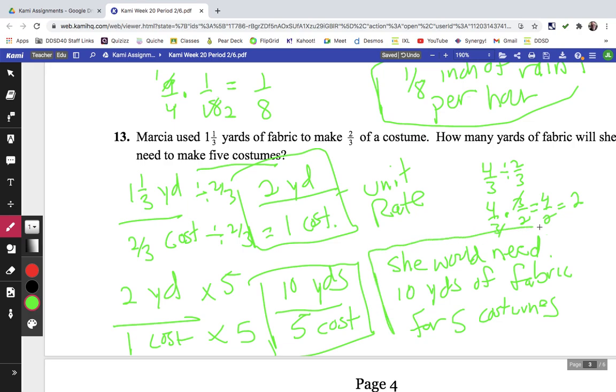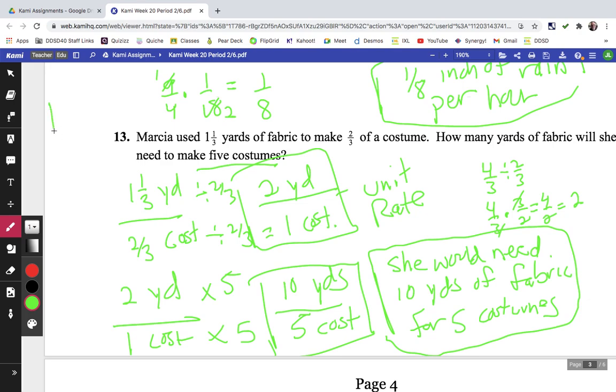Now it's always good to go back to the original, read it and make sure it makes sense. So Marcia used 1 1/3 yards to make 2/3 of a costume. So she uses a little bit more than 1 to make less than a costume. So if we were estimating, then she'd need a little bit more than she has. And so we could think of 2 as a little bit more than 1 1/3 to get her up to 1 costume.